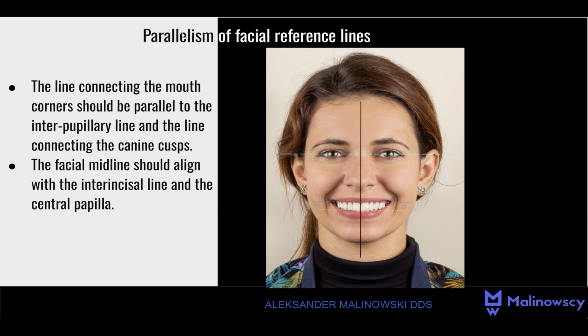Let's focus on parallelism of the facial reference lines. The midline should align with the inter-incisal line and the central papilla, and this is the most important line for us. The second one is the papillary line, which should be parallel to the line connecting the mouth corners and the cusp of the canines. And also, it should be parallel to any line drawn through the cusps of the corresponding pair of teeth.